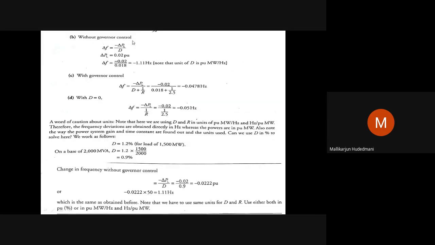Without governor control, when there is no governor control, the frequency deviation is the change in PL divided by D. Why only D? The denominator 1 by R plus D is called the total response from that plant. 1 by R, when there is no governor, droop is absent, so that is totally absent. It becomes minus change in load divided by D.